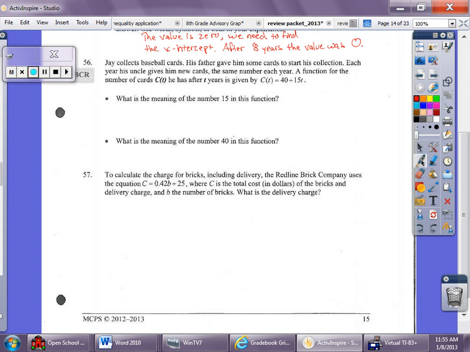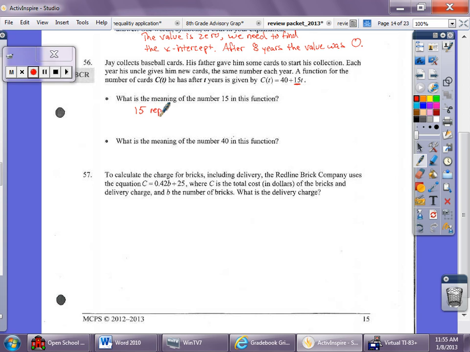56, Jay collects baseball cards. His father gave him some cards to start his collection. Each year his uncle gives him new cards, the same number each year. A function for the number of cards he has after t years is given by the equation c of t equals 40 plus 15t. What is the meaning of the 15 in this function? Well, 15 is with our variable, with the t, so the 15 represents the slope.